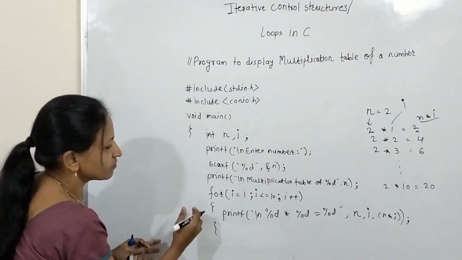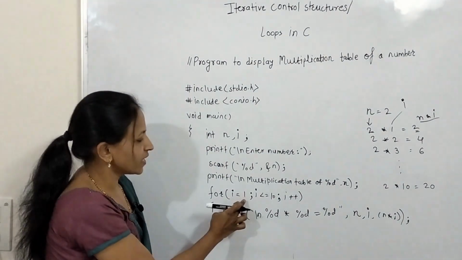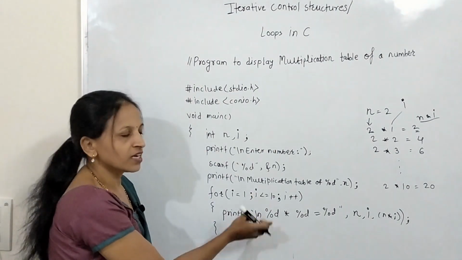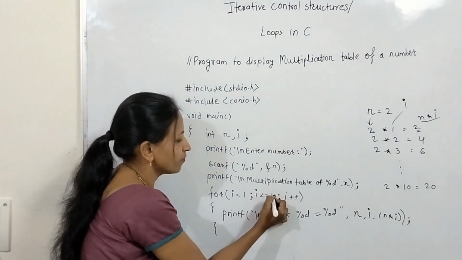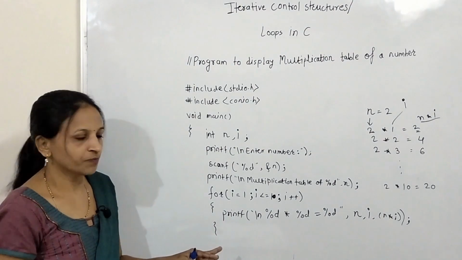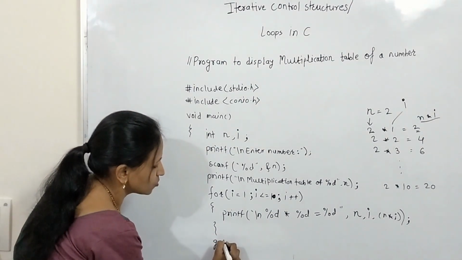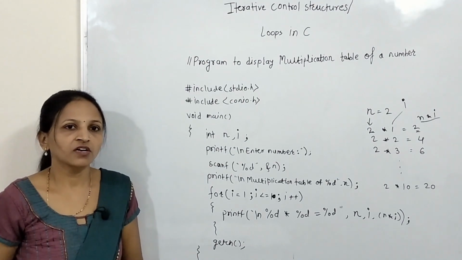Now in this way we can display the whole multiplication table. We have multiplied n by 1, then n by 2, then n by 3, up to n by 10. Whenever the value of i becomes 11, this execution will stop. Now getch and stop. This is the program for displaying the multiplication table of a number.